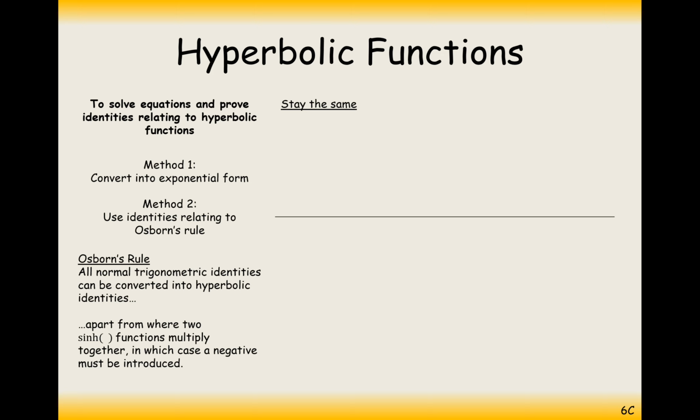Let's show you a few more examples of this. An example of a trig identity staying the same might be this one here. Cos 2x is identical to 2 cos squared x minus 1. There aren't two sine functions multiplying together here, so the conversion can just be immediate. Just put h's at the end of all your trig functions and you've got yourself a hyperbolic trig identity.